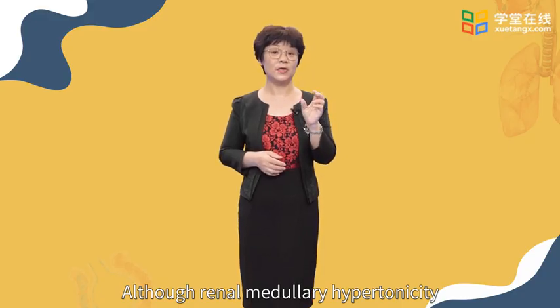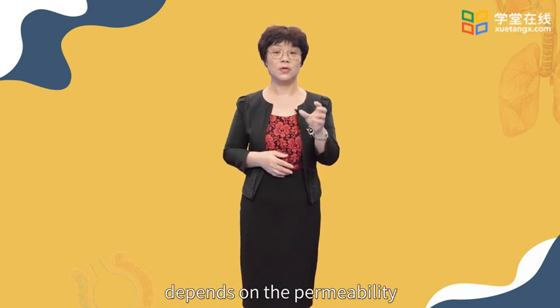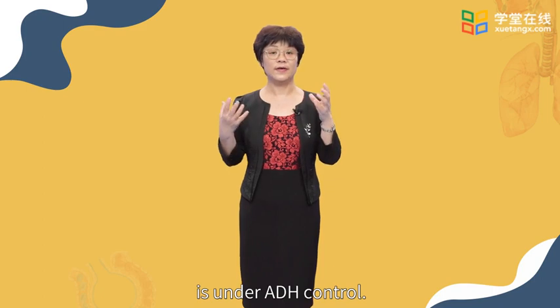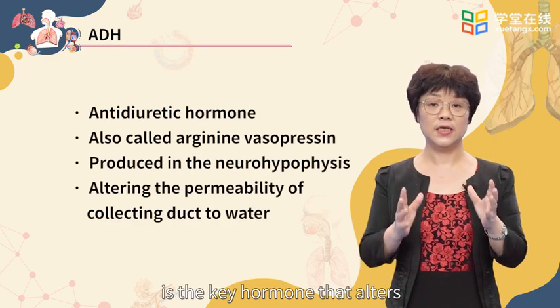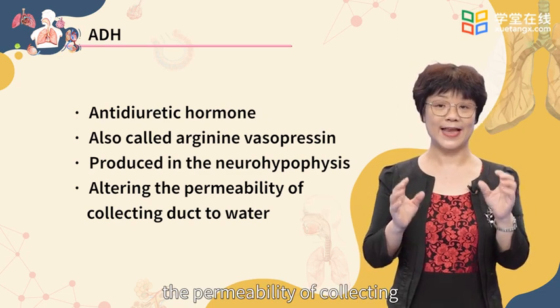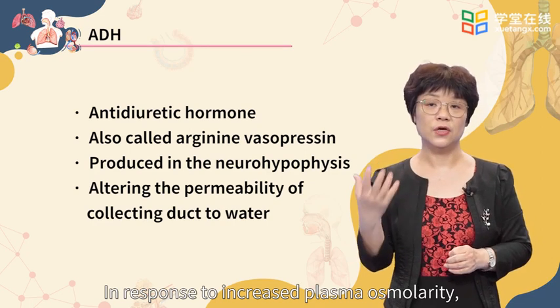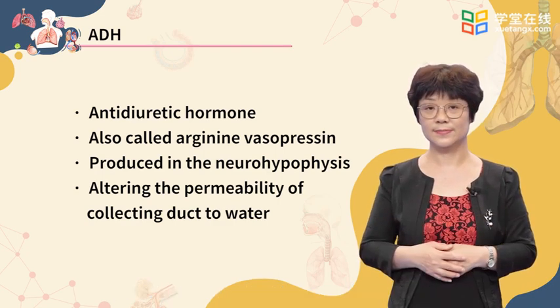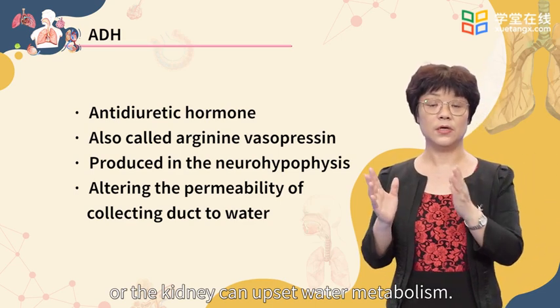Although renal medullary hypertonicity is the driving force for water reabsorption from the tubular fluid, how much water is reabsorbed depends on the permeability of the distal tubule and collecting duct to water, which, as we said, is under ADH control. ADH, also called arginine vasopressin, is the key hormone that alters the permeability of collecting duct epithelial cells to water, mainly through aquaporin 2. In response to increased plasma osmolarity, ADH is produced in the hypothalamus. Therefore, any abnormality in either the brain or the kidney can upset water metabolism.